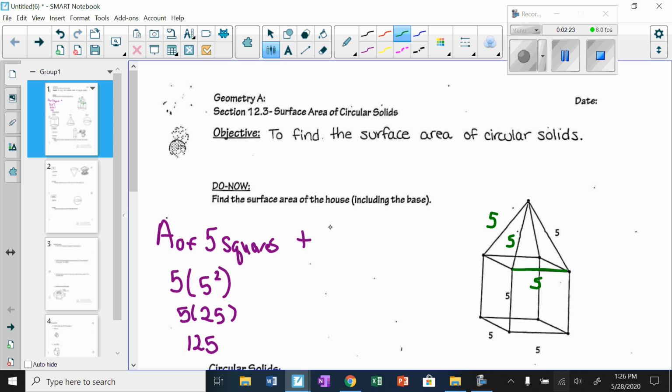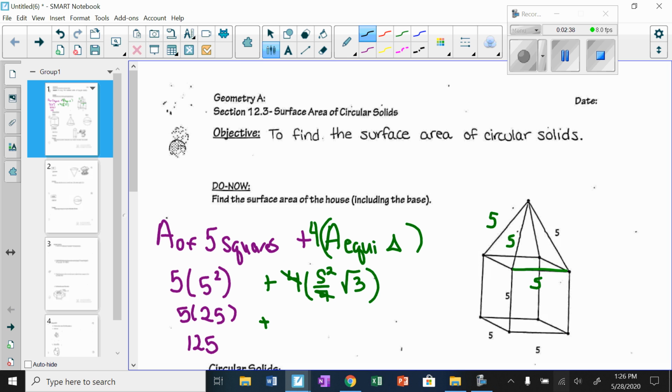So how do you find the area of an equilateral triangle? If you remember, we're going to do 4 times the area of an equilateral triangle. So 4 times, remember, it's side squared over 4 root 3. These 4's cancel, so we are just at 25 root 3. So our surface area is 125 plus 25 root 3.